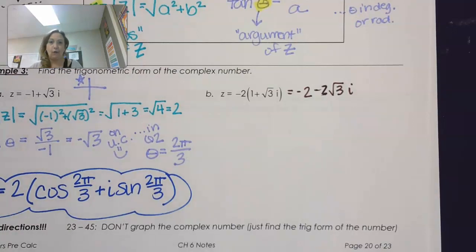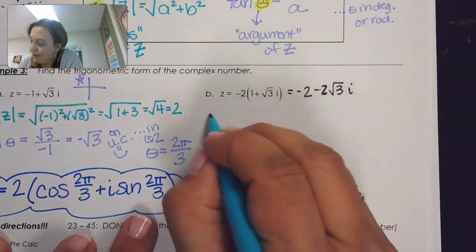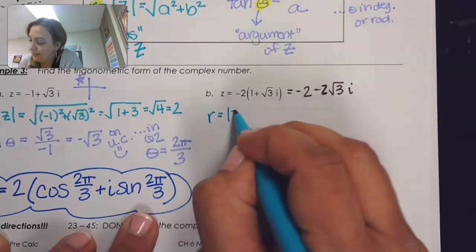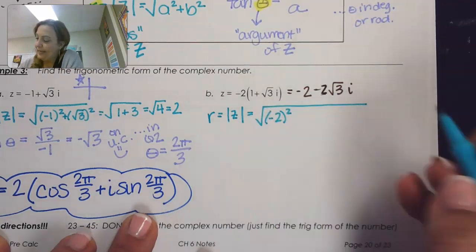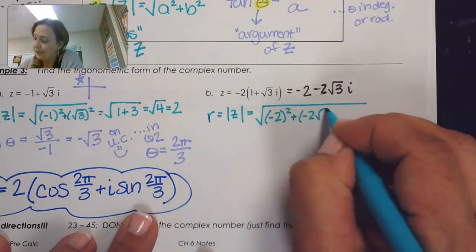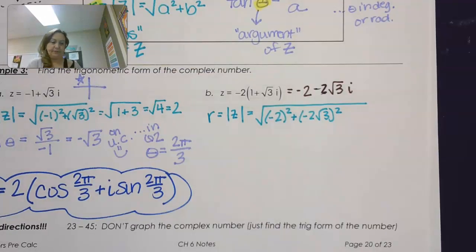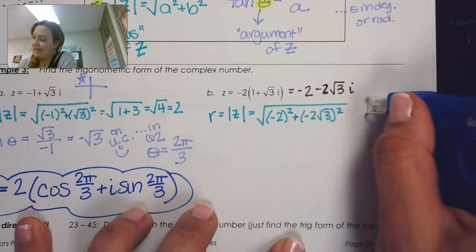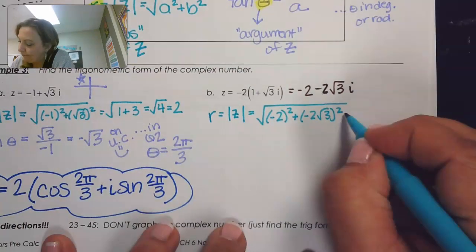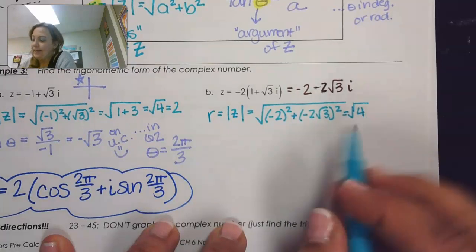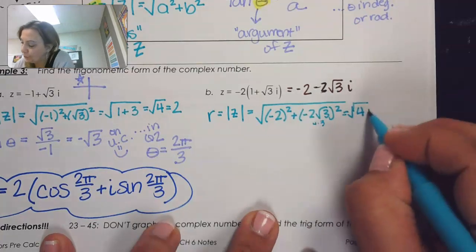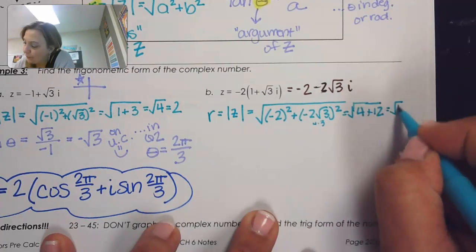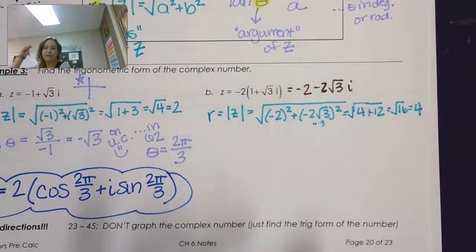And again, our goal is to find r and theta. So if I find my r value, my r is again going to be the absolute value of z, which is going to be the square root of a squared plus b squared. And if I find that, -2 squared would be 4. -2√3 squared would be 4 times 3, so plus 12. So that's the square root of 16, which is 4. So another pretty r value for us.